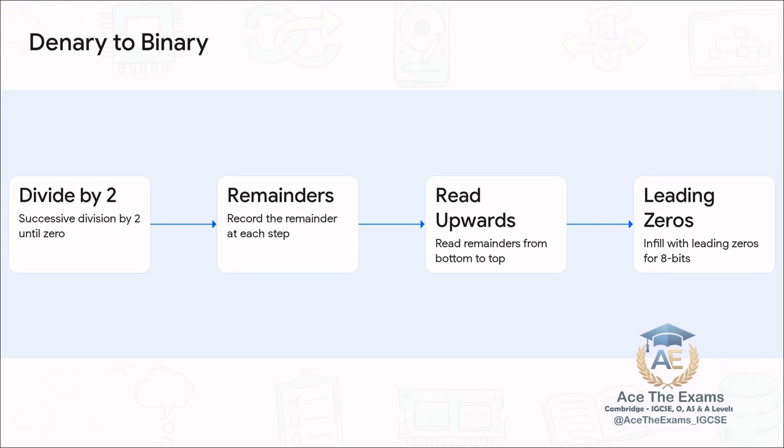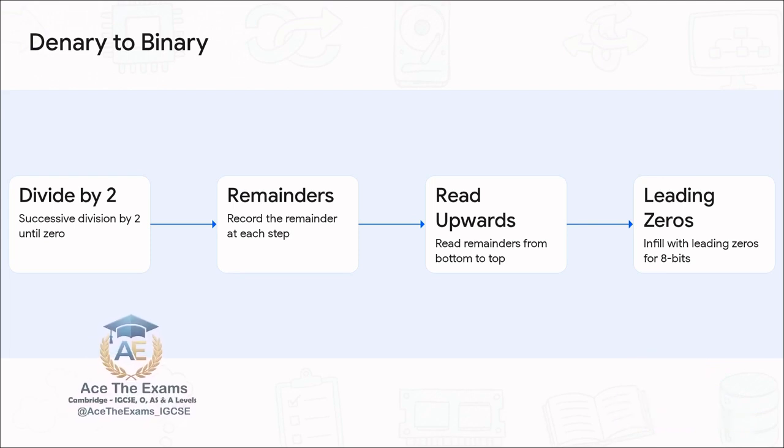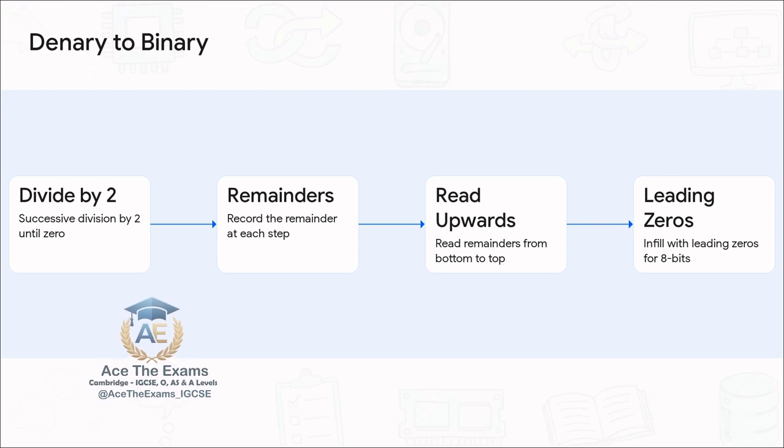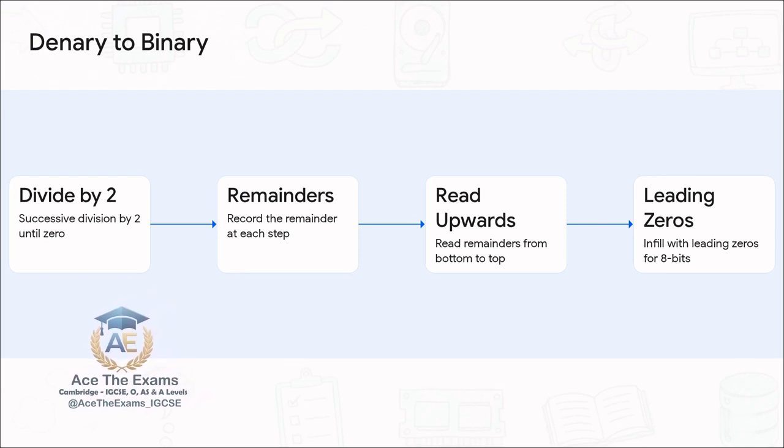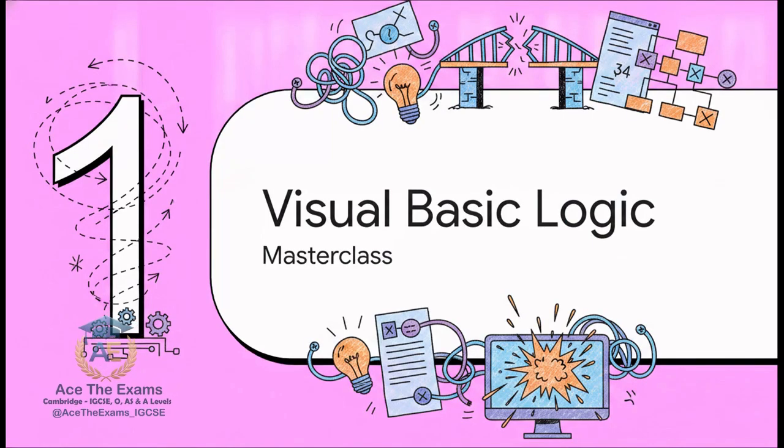And finally, step 4, the absolute lifesaver: if your answer is only 6 bits long, you infill the front with zeros until you hit exactly 8 bits. Once you actually see this mechanical step-by-step logic, doing it the correct way becomes almost impossible to forget. All right, moving right along to Section 1, Visual Basic Logic Masterclass.